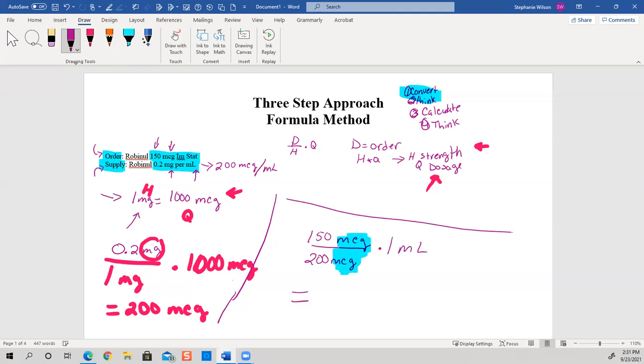And now let's divide this out. 150 divided by 200 gives me 0.75, and then it's milliliters. And that is my answer using the formula method and the three-step approach.